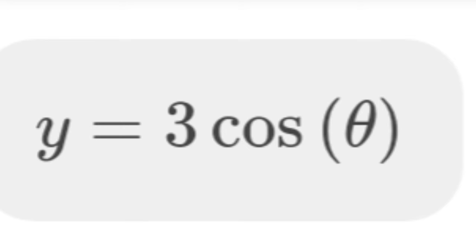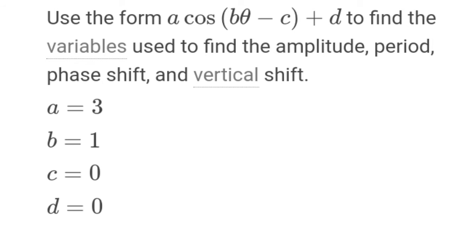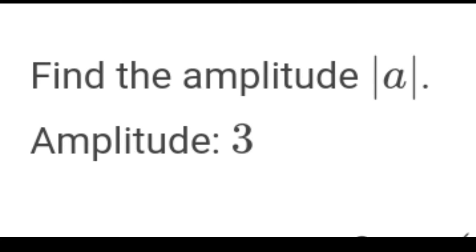The next problem we're gonna solve is y is equal to 3 cosine theta, finding the amplitude, the period, the phase shift, the vertical shift, and the minimum and maximum value. Again, we're gonna use the formula a cosine times b theta minus c plus d to find the variables used to find the amplitude, period, phase shift, and vertical shift, where a is equal to 3, b is equal to 1, c is equal to 0, and d is equal to 0. Find the amplitude. Amplitude is equal to 3.